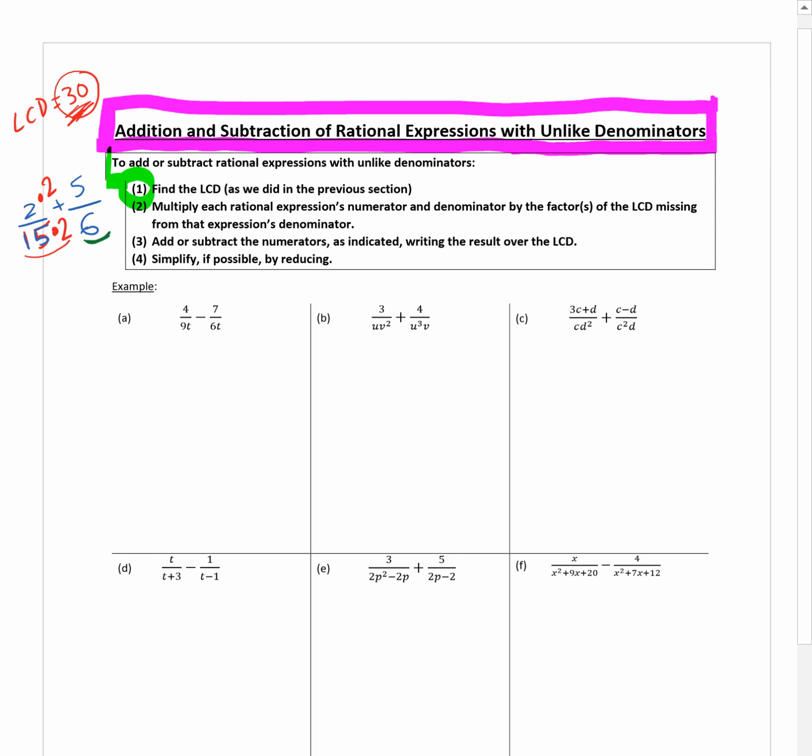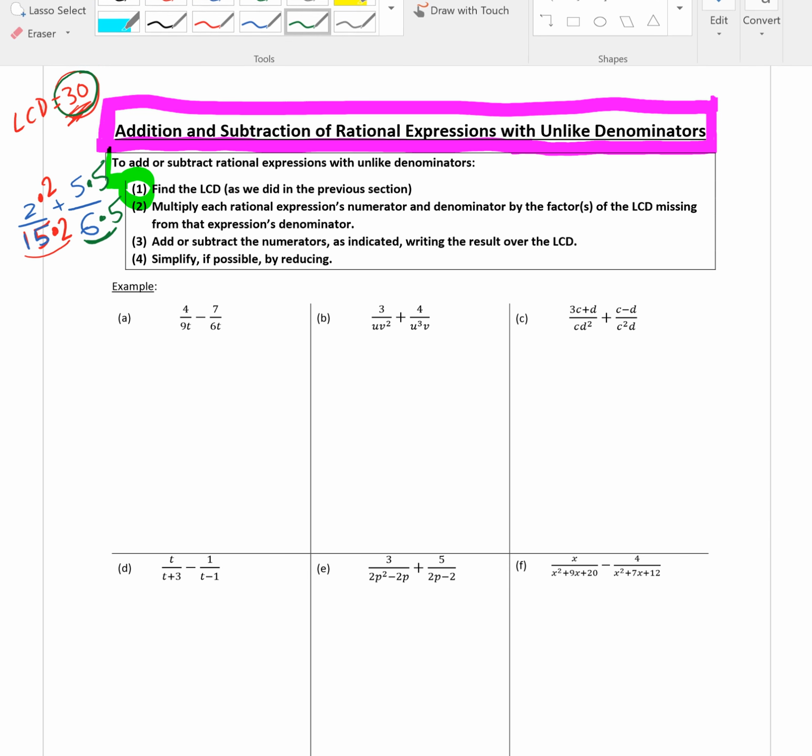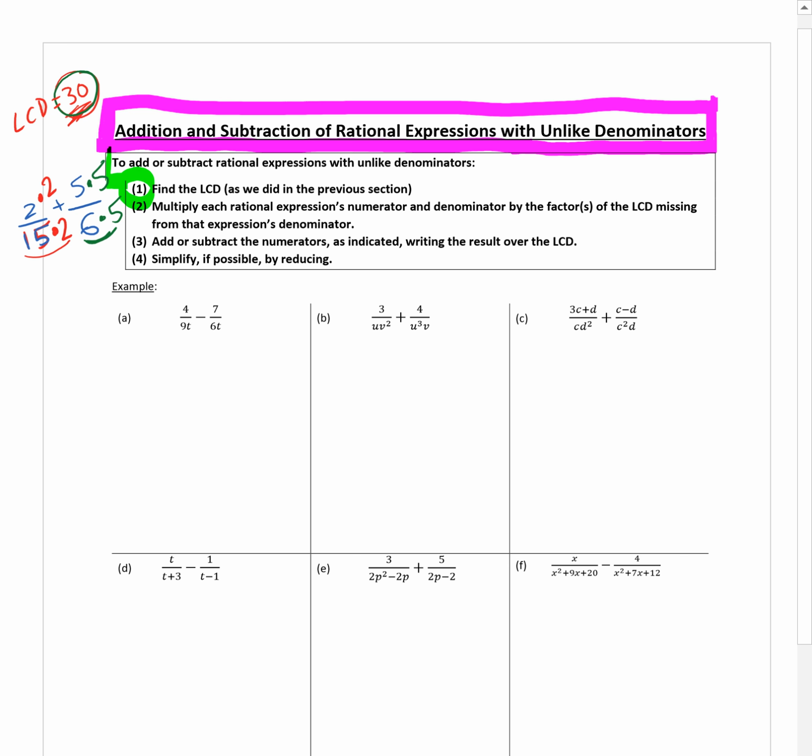And then same thing with the second fraction. 6 times what is 30? Well, it would need a 5 to get there, top and bottom. And then multiply across here. It's 2 times 2, that's 4. 15 times 2 is 30. Then multiplying across on the second one, 5 times 5 is 25. 6 times 5 is 30. And now we add across, like we did in the previous section. Now that they have the same denominator, 4 and 25 make 29. But you don't change the denominator, right? It's 30 still.